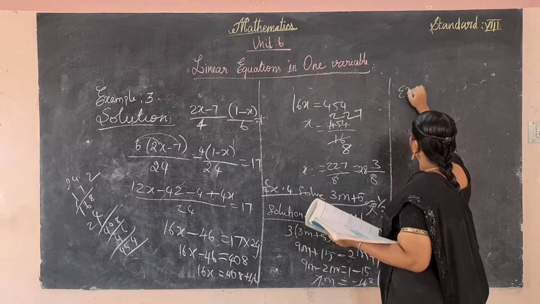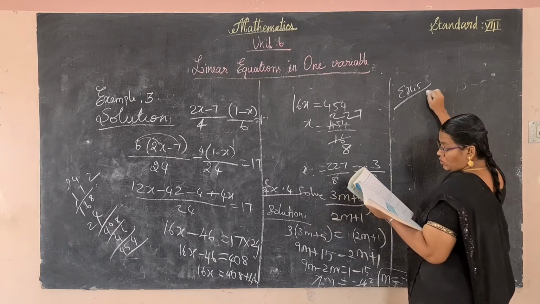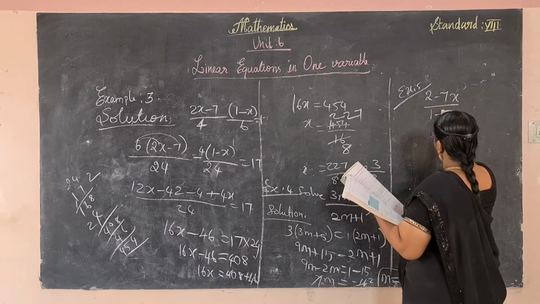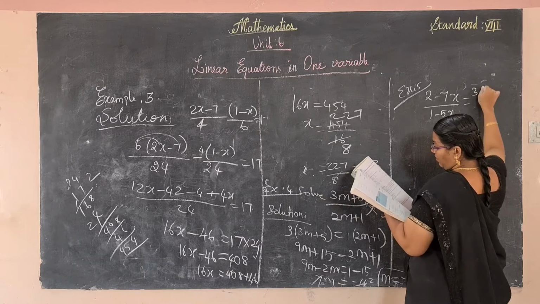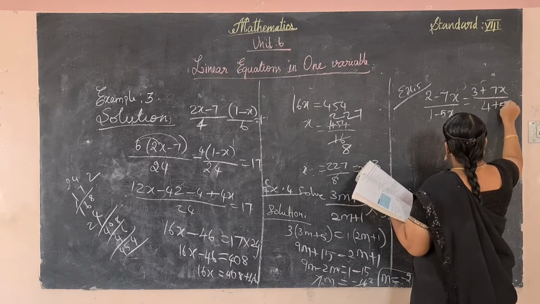Example 5. Solve (2 minus 7x) by (1 minus 5x) equal to (3 plus 7x) by (4 plus 5x).